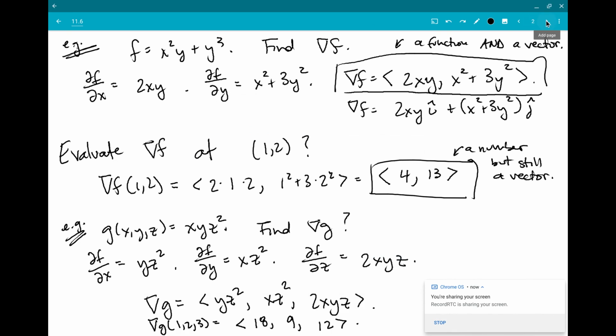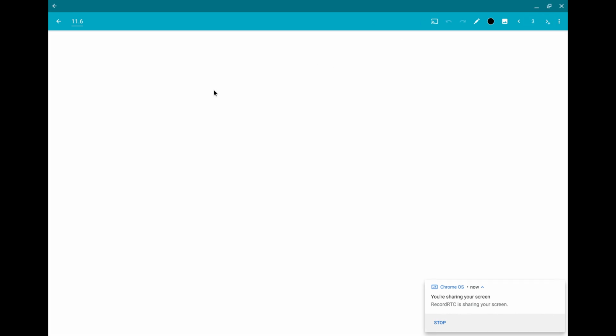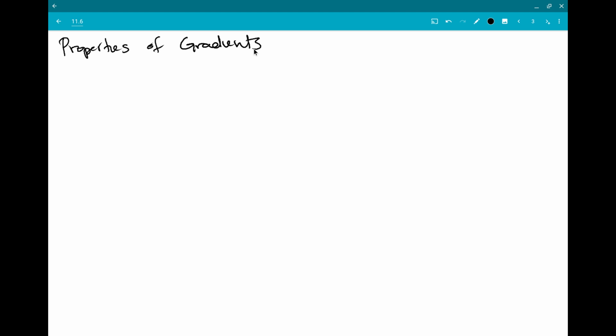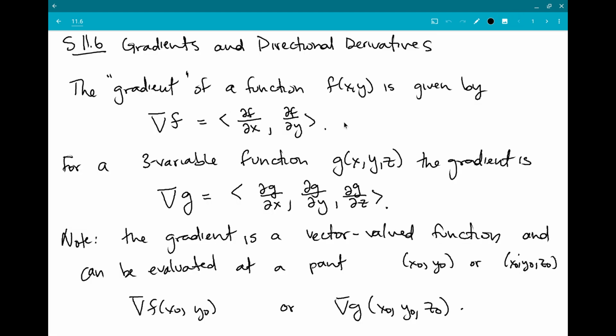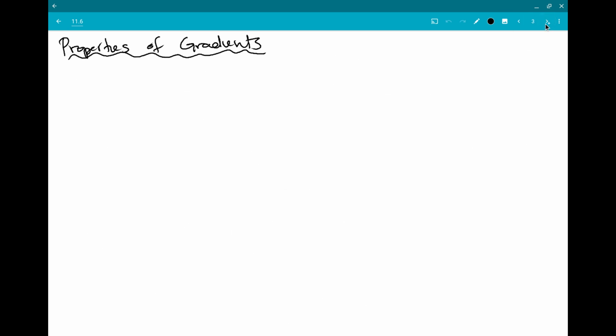Now that we know how to calculate a gradient, we're going to learn some properties of gradients. So first off are some basic calculus ones. The gradient is just a container for partial derivatives. So everything that you think is true about derivatives is going to be true about the gradient. So there's going to be linearity.